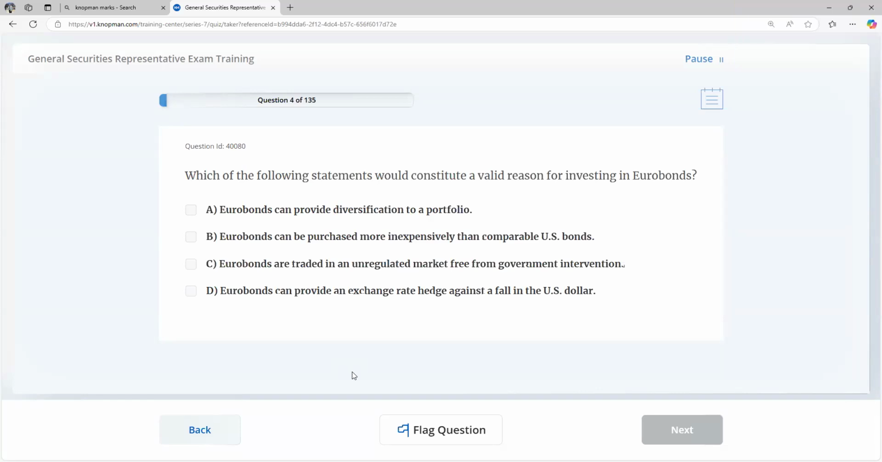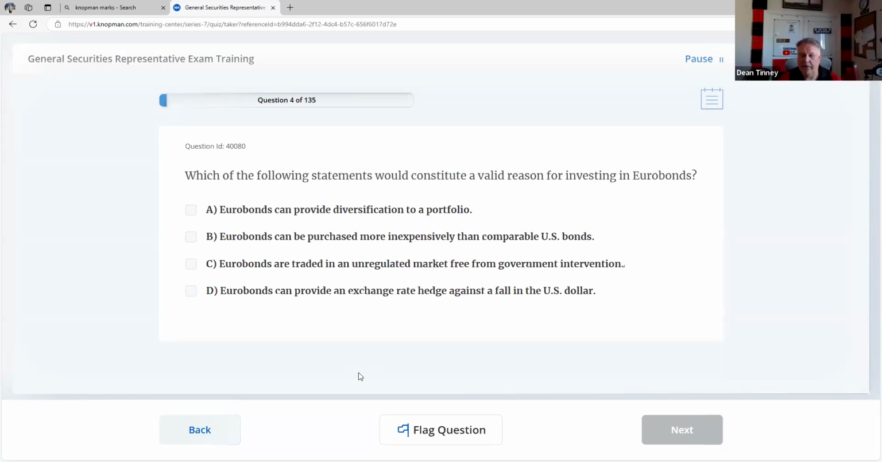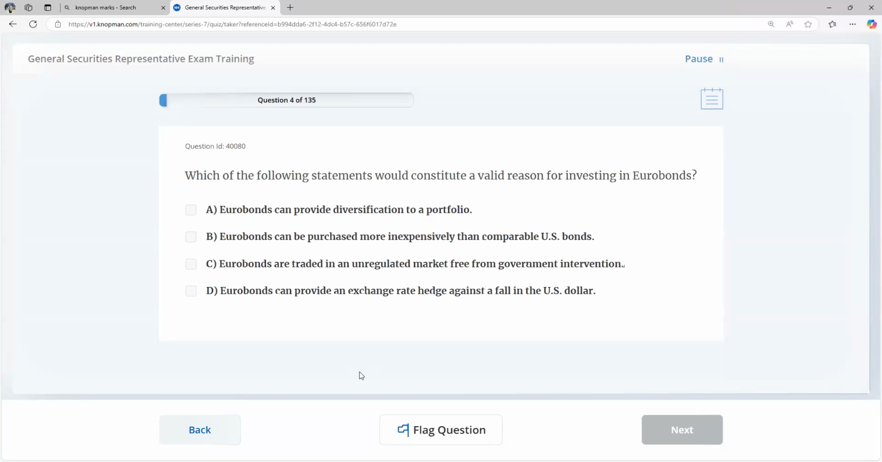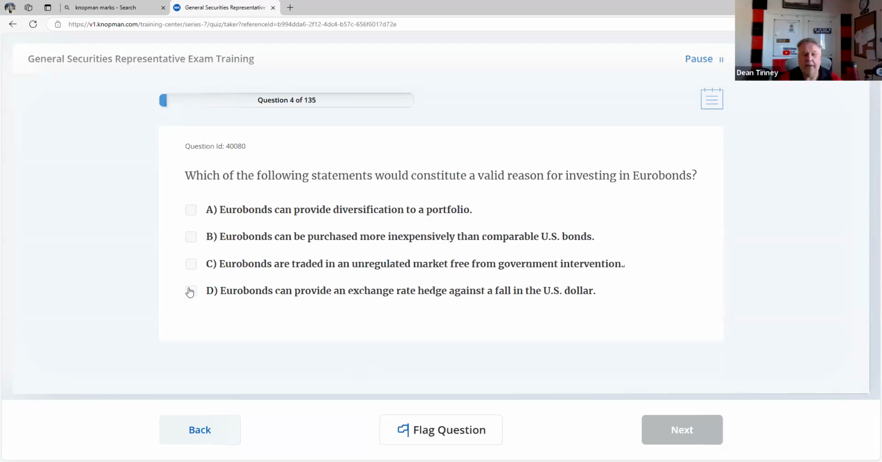Yep. So, Eurobonds can be purchased more inexpensively. Eurobonds are traded in an unregulated market. They can provide an exchange rate hedge. When they're talking about the exchange rate hedge, are they just talking about the spot rate? Yeah. If you're getting euros, would that be a hedge against the fall in the dollar? If the dollar is going down, that means the euro is going up. So that would be a hedge. Yeah, I think that's the right answer.